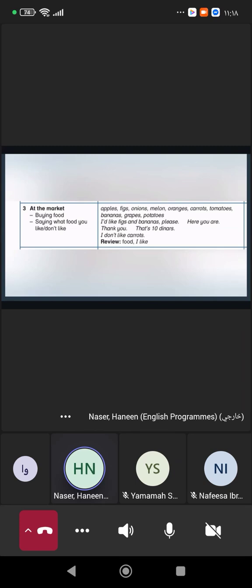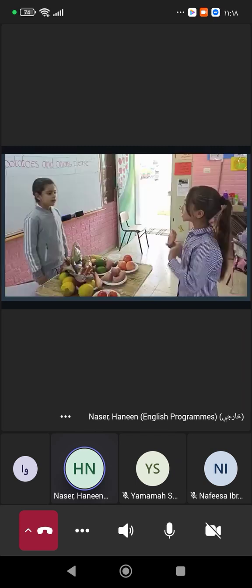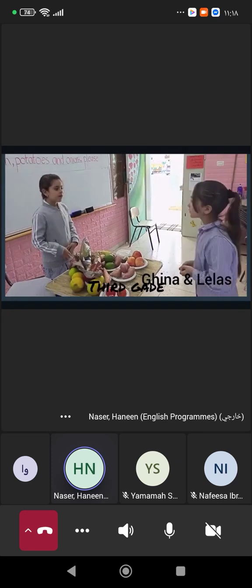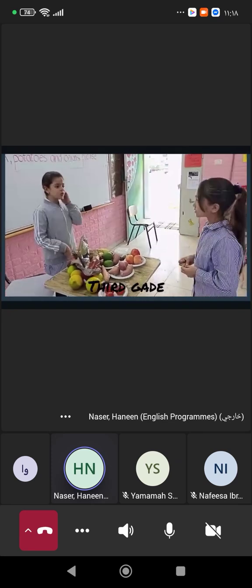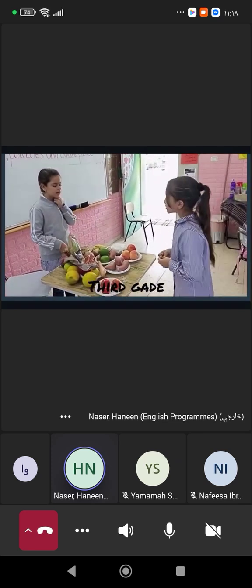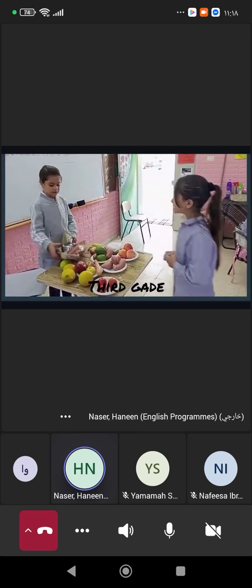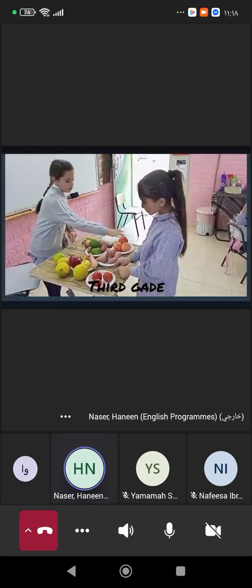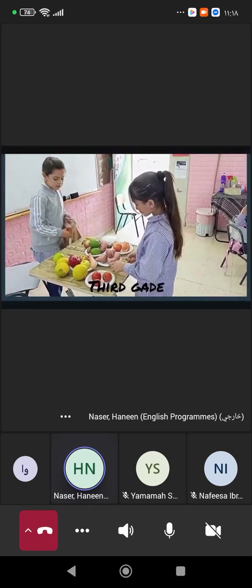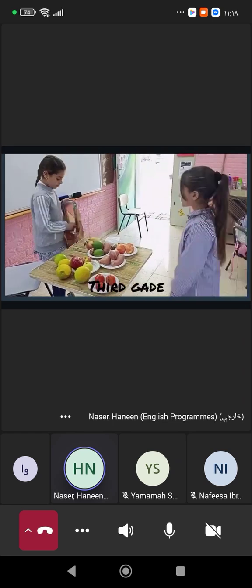And here we are using helping aids to help students talk and make conversations. What do you like? I like tomato, carrot, and onion leaves. So it's real-life communication for selling and buying food at the market. We simulated that in the class to buy and sell.